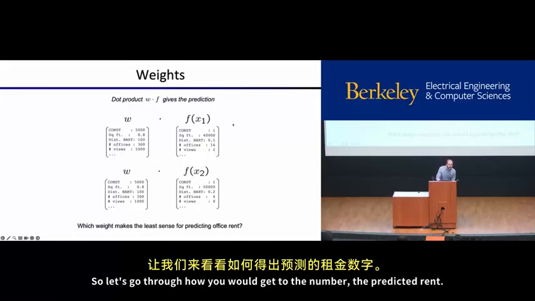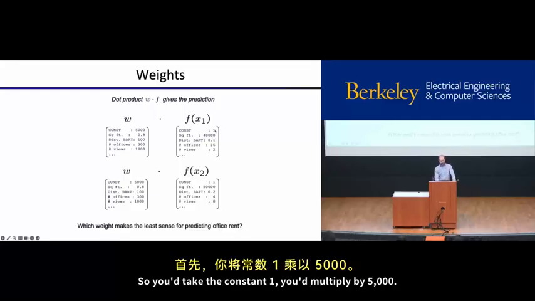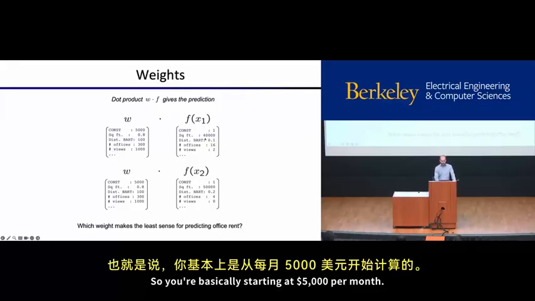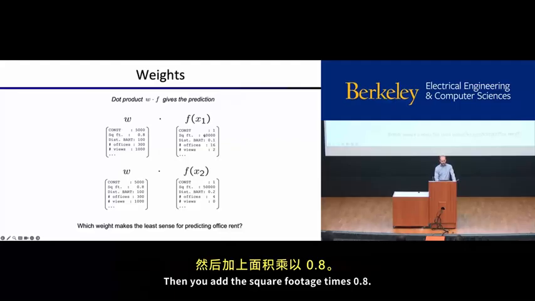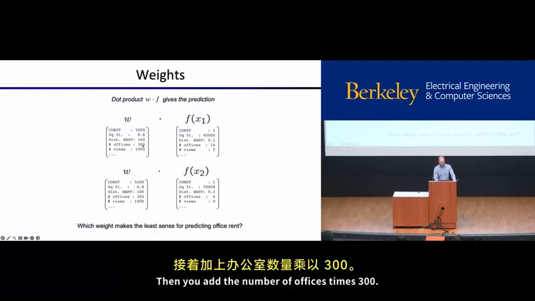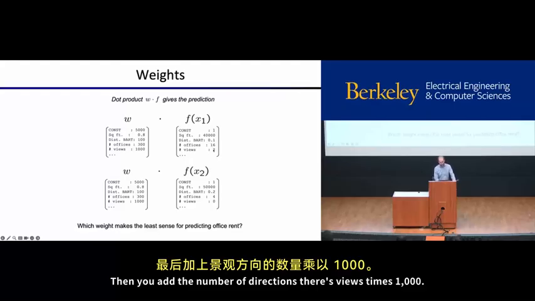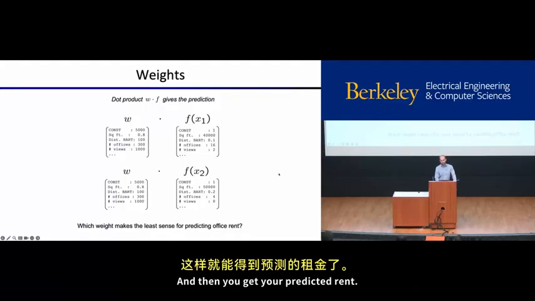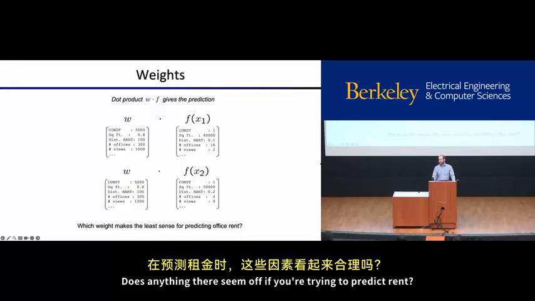So let's go through how you would get to the number, the predicted rent. So you'd take the constant 1, you'd multiply by 5,000, so you're basically starting at $5,000 per month. Then you add the square footage times 0.8. Then you add the distance to BART times 100. Then you add the number of offices times 300. Then you add the number of directions there's views times 1,000. And then you get your predicted rent. Does anything there seem off if you're trying to predict rent?